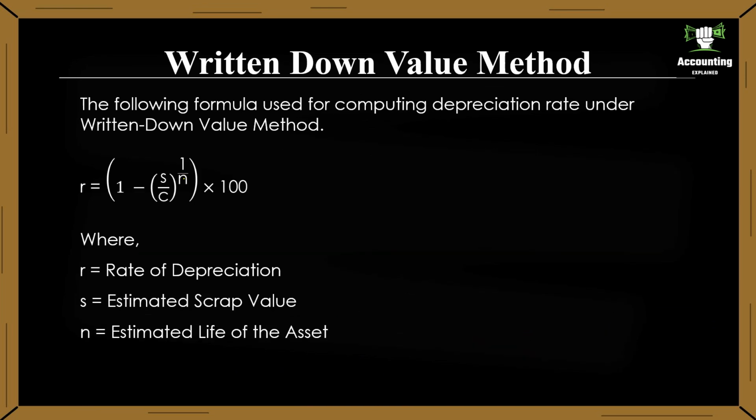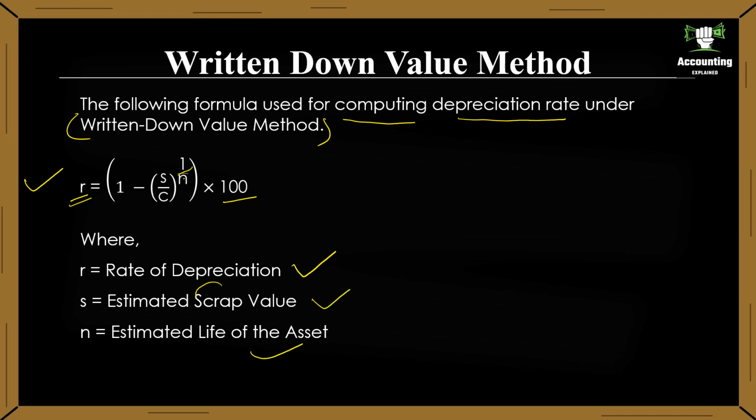We are going to see now how to find the rate of depreciation when the cost of the asset and the life of the asset, that is the period of the asset, is given. The following formula is used for computing the depreciation rate under the written down value method. R is equal to 1 minus (S by C) to the whole power 1 by N, into 100, where R is the rate of depreciation, S is the estimated scrap value and N is the estimated life of the asset.